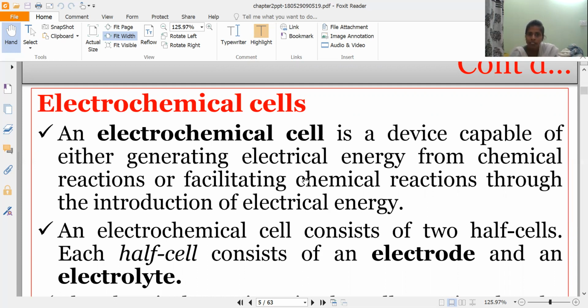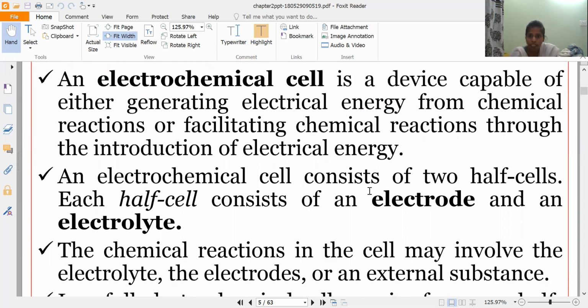So in this we have both. See, electrical energy converts to chemical energy converts to electrical energy. An electrochemical cell consists of two half cells. Each half cell consists of an electrode and an electrolyte. Now we have the two electrodes. Each electrode is considered as one half cell.